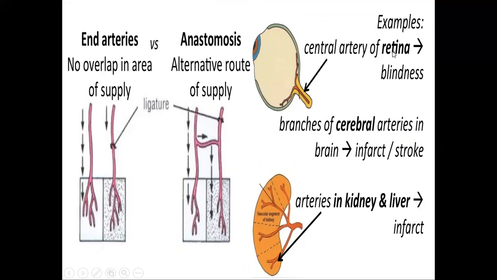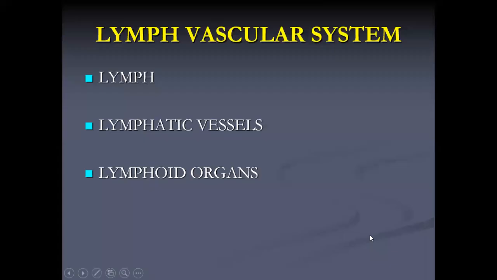Central artery of the retina is an anatomical end artery. It has no anastomosis at any level. Cerebral arteries are also end arteries. It is going to lead to brain infarct if they are occluded. If the segmental arteries of kidneys and liver are occluded, this is going to also lead to infarct. So these are end arteries. They have no anastomosis.